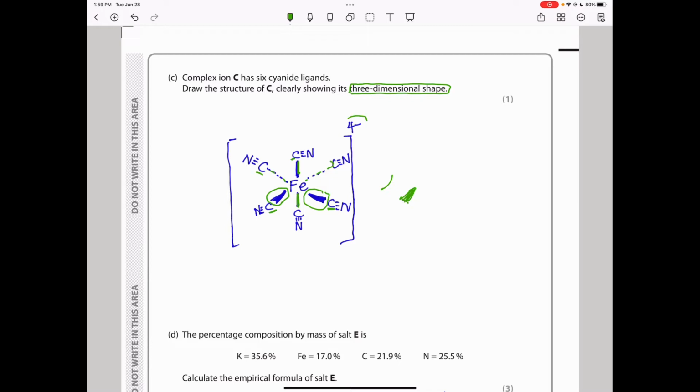And then you have to put the charge. Since we have iron 2+, and the 6 ligands are going to be total 6 minus, 2 plus and 6 minus leaves 4 minus as the balance. That's why we put it up there. So I will go to the next question.